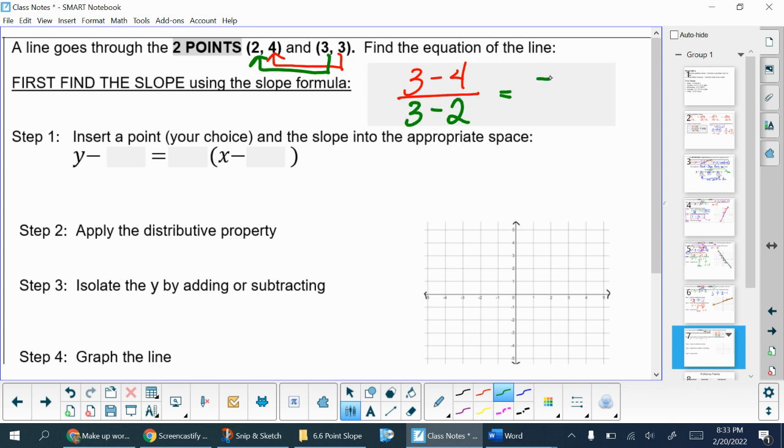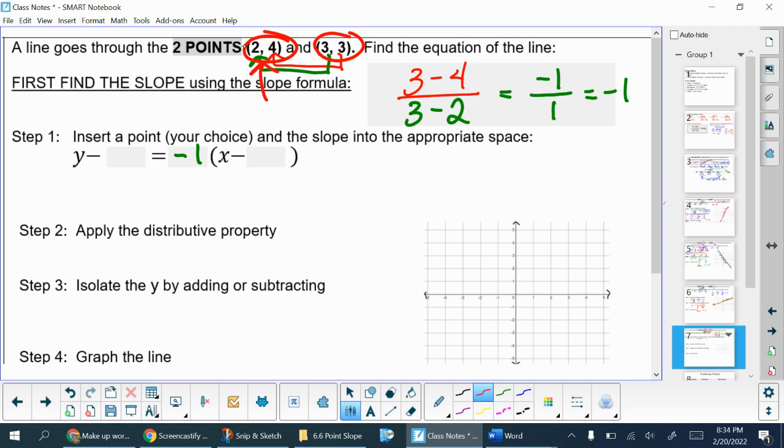And so 3 minus 4 is -1, 3 minus 2 is 1, and that gives me -1 as my slope. So I'll go ahead and put that right in there. When we go to put in our point, it doesn't matter. Both of these are points on the line. You can pick whatever one you want. I'm going to go ahead and pick the first one because it's first.